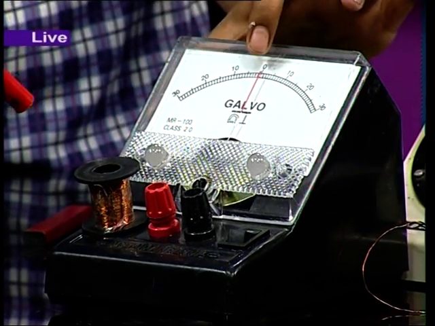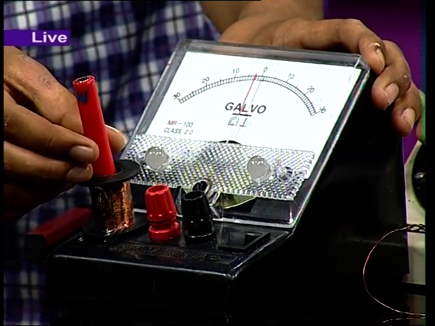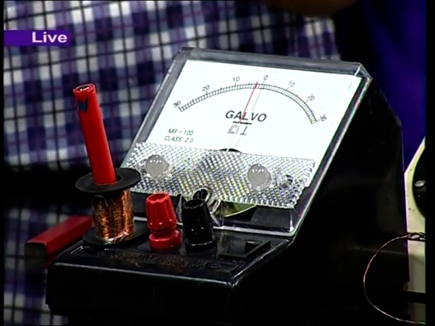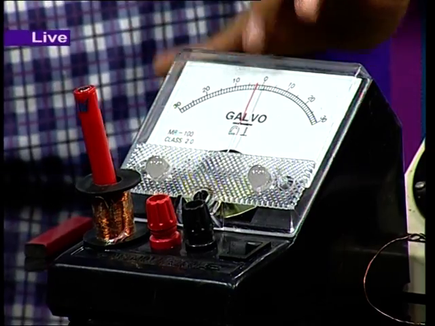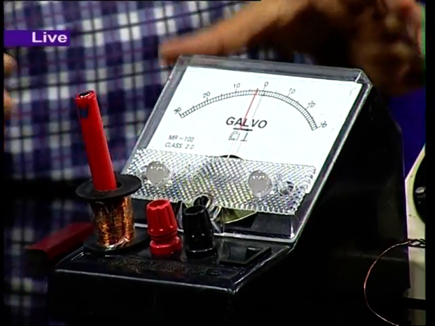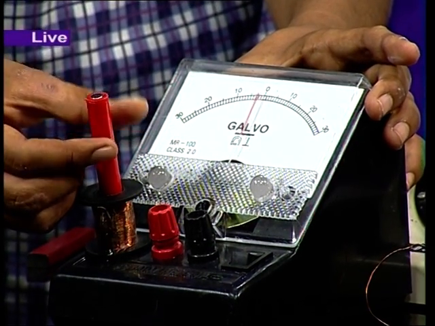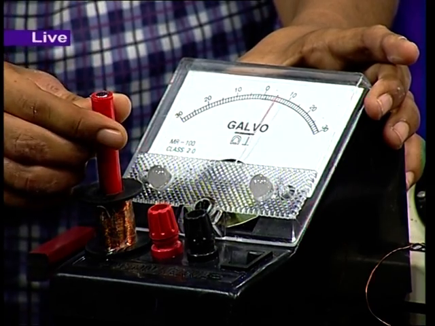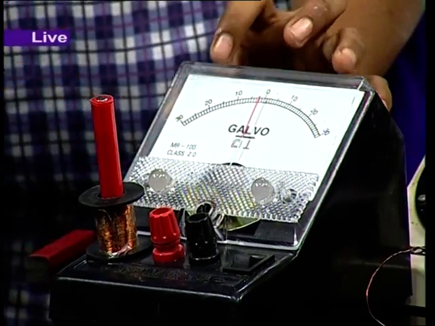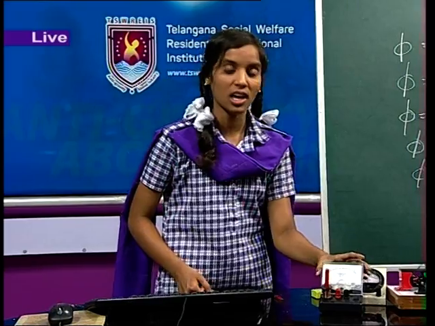Just observe the needle in the galvanometer. So now see, while I am inserting, what happened? Yes, while I am inserting the bar magnet inside the coil, there is a deflection of the needle in the galvanometer. And now again see, I am inserting the bar magnet inside the coil. So again there is a deflection in the galvanometer. That means the deflection indicates that current is induced in the coil.